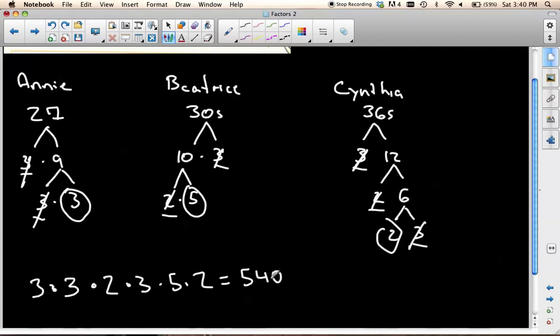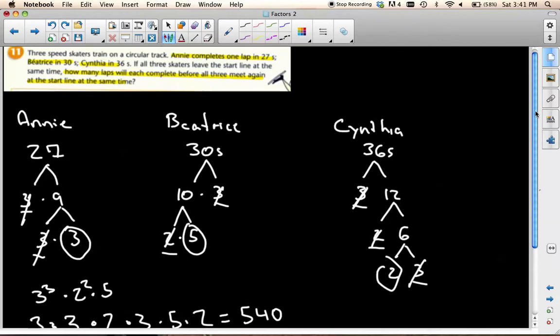540. Or we could rewrite it as, well, here we have how many 3's? 1, 2, 3 3's, so 3 to the power of 3 times 2 to the power of 2 times 5. If you calculate that, 3 to the power of 3 times 2 to the power of 2 times 5, it also gives us 540. So these are the same thing. Now we have our least common multiple for all these speed skaters.